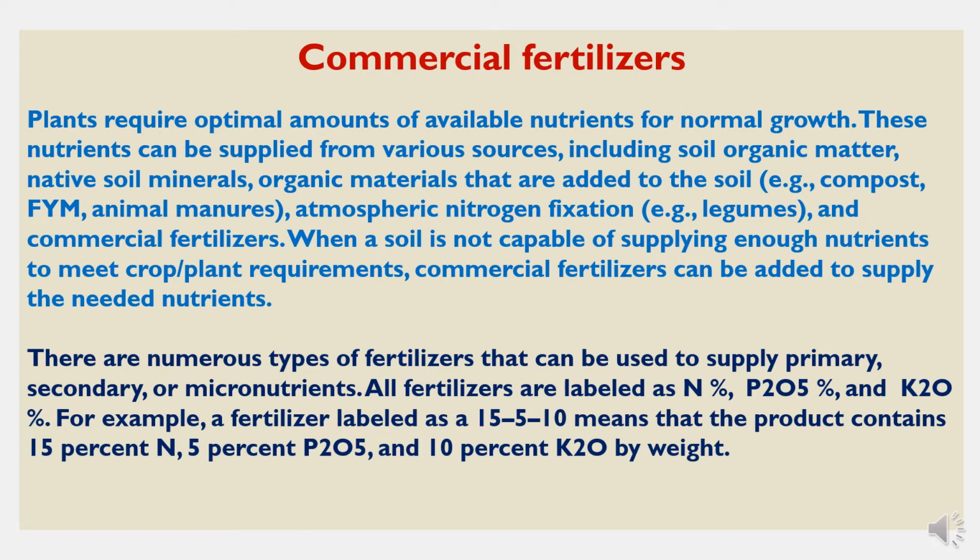There are numerous types of fertilizers that can be used to supply primary, secondary as well as micronutrients. All fertilizers are labeled as nitrogen percent, P2O5 phosphorus percent and K2O potash percentage on dry weight basis. For example, if a fertilizer is labeled as a 15-5-10, it means that the product contains 15% nitrogen, 5% P2O5 and 10% K2O by weight basis.